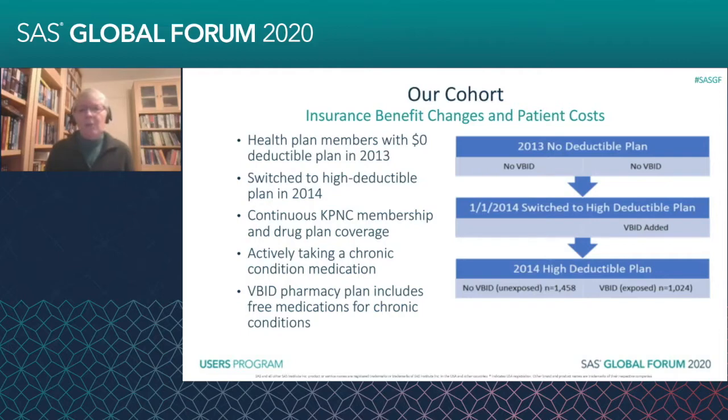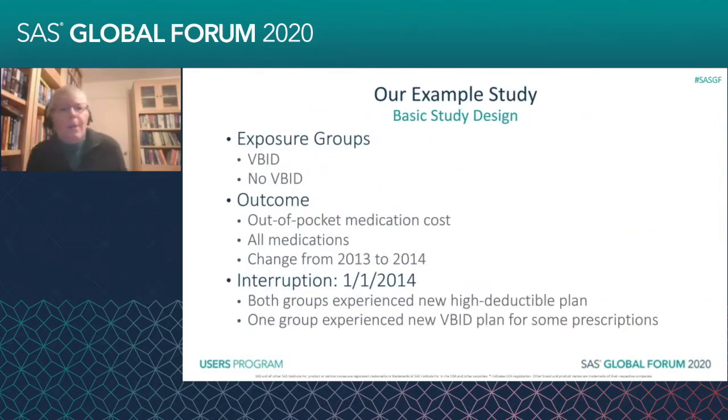And we're going to call the people who got the VBID in 2014 VBID even when they didn't have the VBID. So they're the VBID arm of our study, the exposed arm. So basic design, we'd have the two exposure groups, our VBID and no VBID. And the outcome we're interested in looking at is out-of-pocket medication costs for all medications, not just for chronic medications.